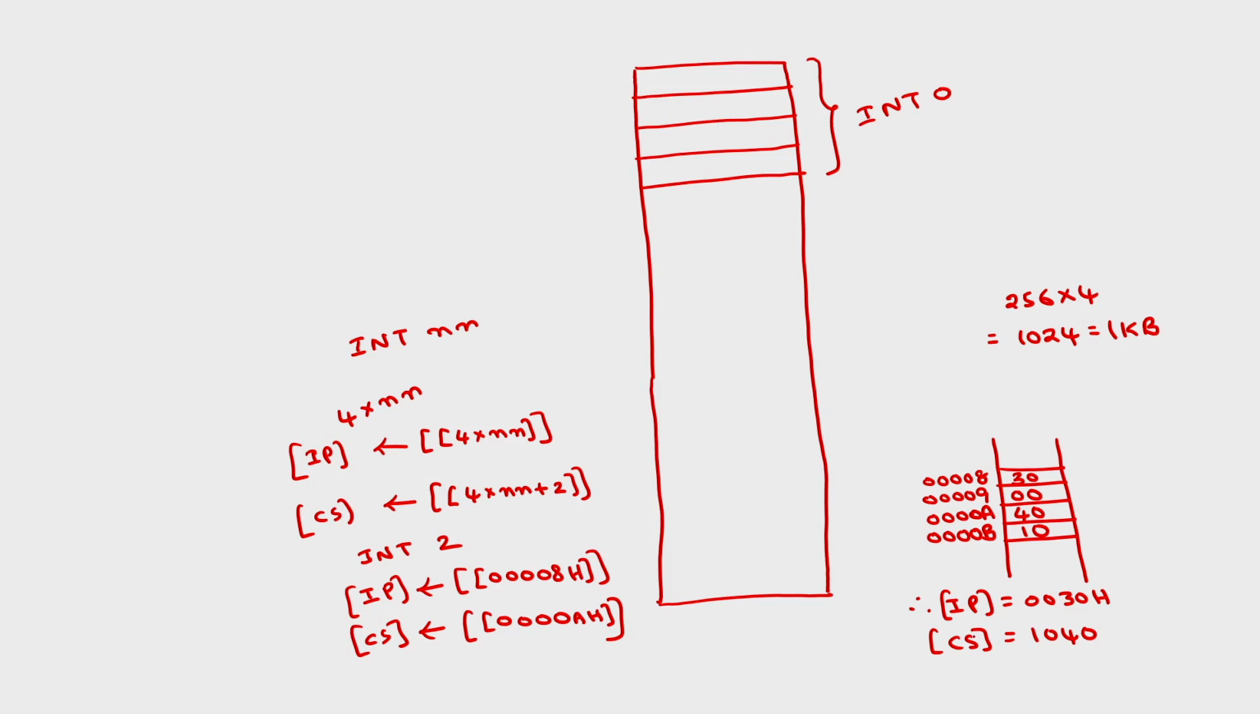So the physical address from where the interrupt branch address will be in code segment. So whenever the microprocessor is interrupted, the interrupt service subroutine will be executed from the location for this INT2. The interrupt service subroutine, I will call it ISS. So this will be in the code segment, whose code segment register is 10400H.